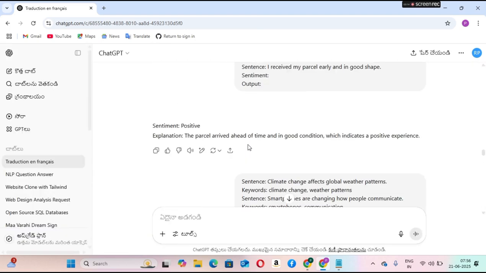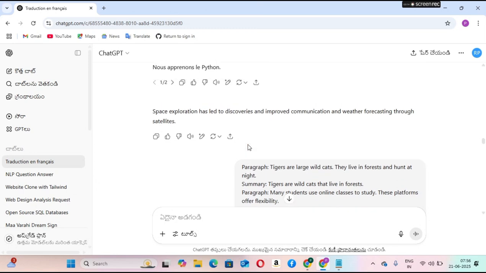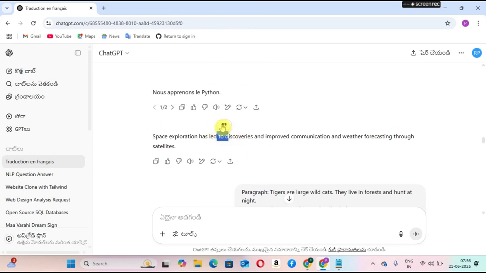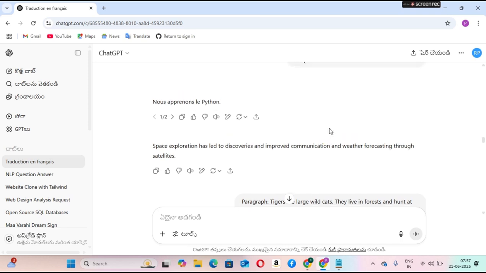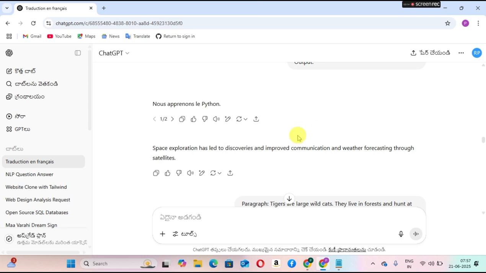So now let's try summarizing using few-shot prompting. We will show two examples and ask it to summarize a third paragraph. So here is our complete prompt. Here we have two paragraph examples and two summary examples, and we have given a paragraph as input and a summary as the output indicator. We are expecting a summary for the input paragraph that we have given. So let's see.